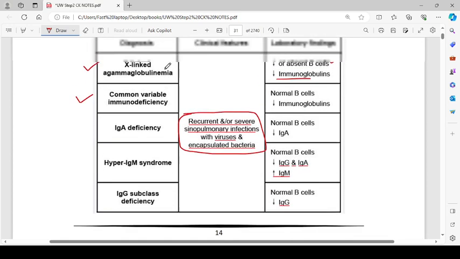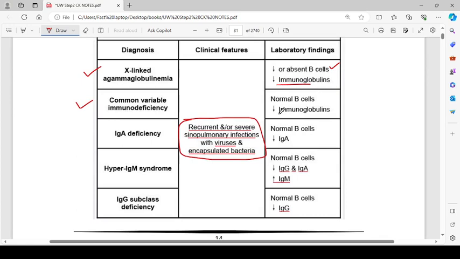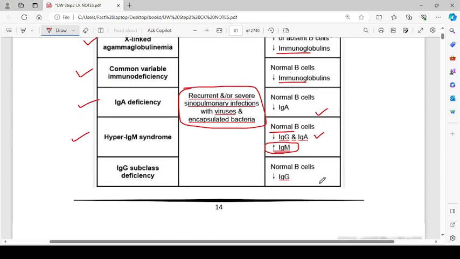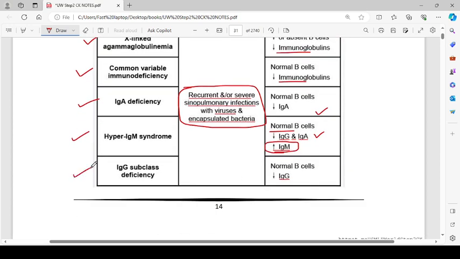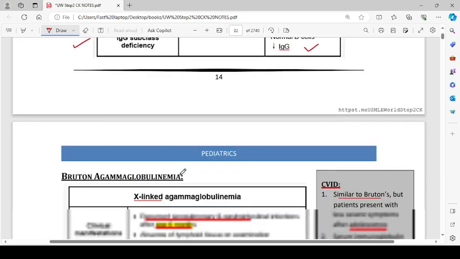Common variable immunodeficiency, normal B cells and decreased immunoglobulins. If there is IgA deficiency, there will be normal B cells with decreased IgA. Hyper IgM syndrome, normal B cells, decreased IgG and A, while the IgM will be more than usual. And IgG subclass deficiency, there will be normal B cells with decreased IgG.